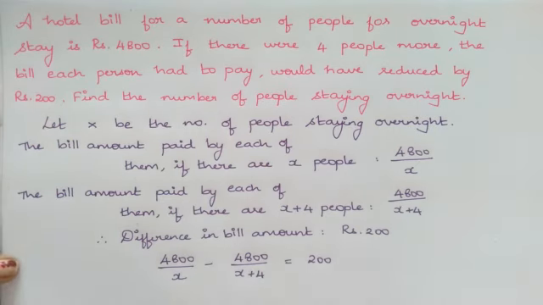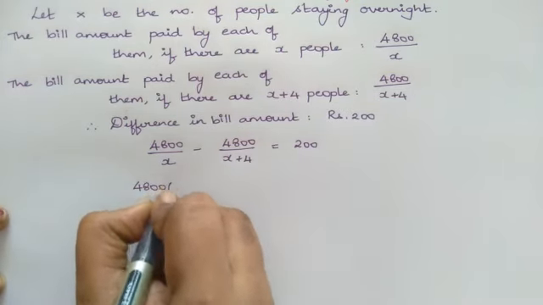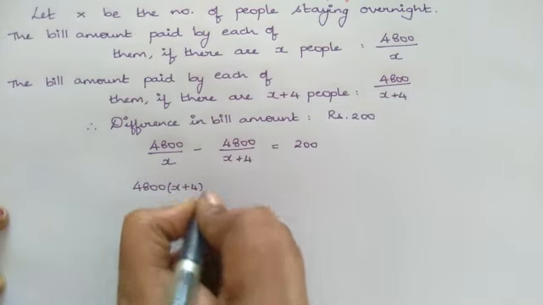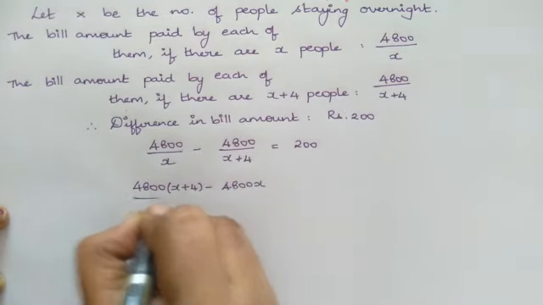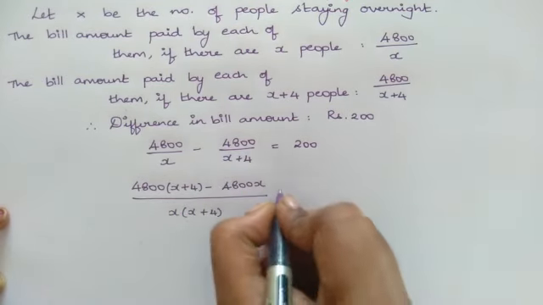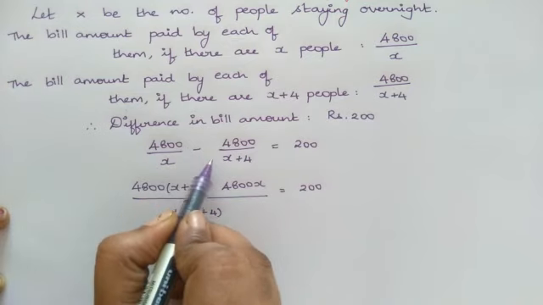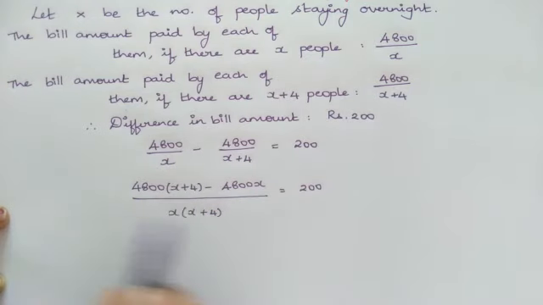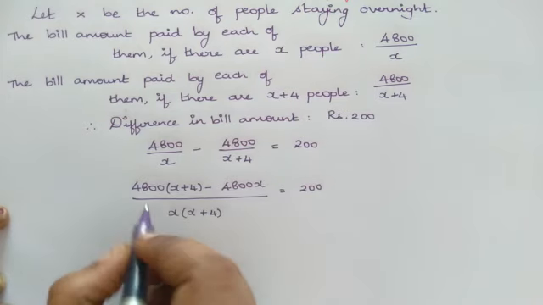We are going to do the cross multiplication method here in order to make the denominators same. That is 4800 into x plus 4 minus 4800 into x by x into x plus 4. This is equal to 200. We have just multiplied 4800 with x plus 4 and x with 4800. That's it. Now we are going to do the distributive property.